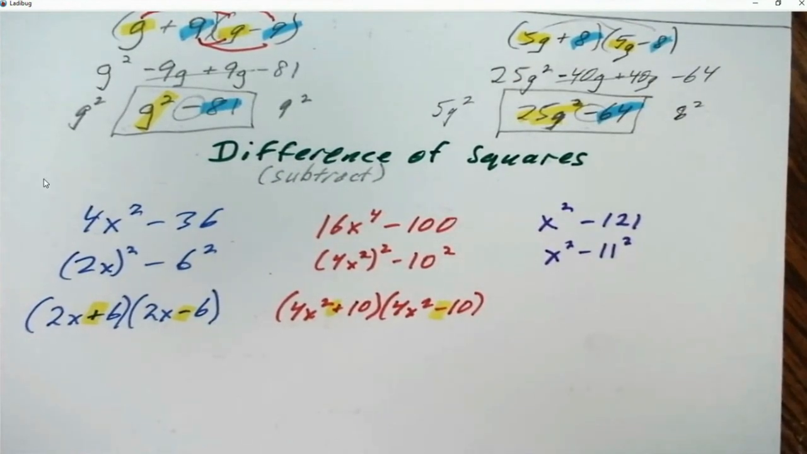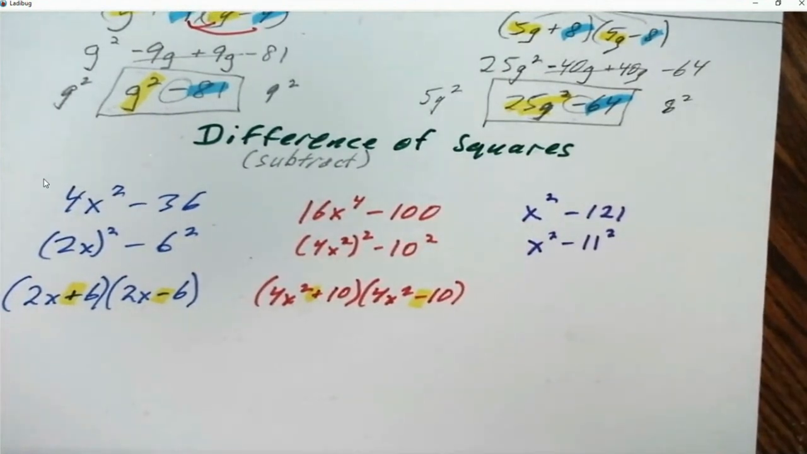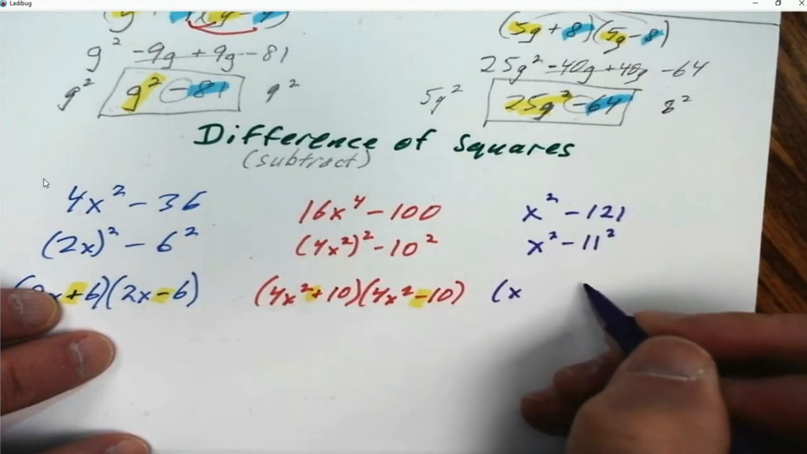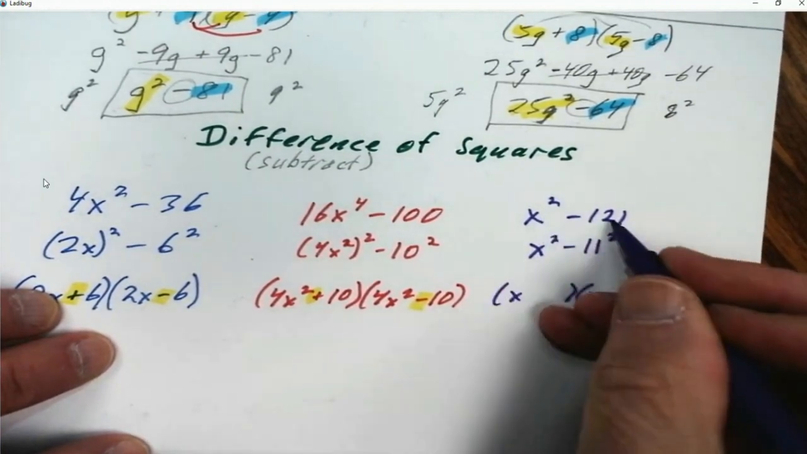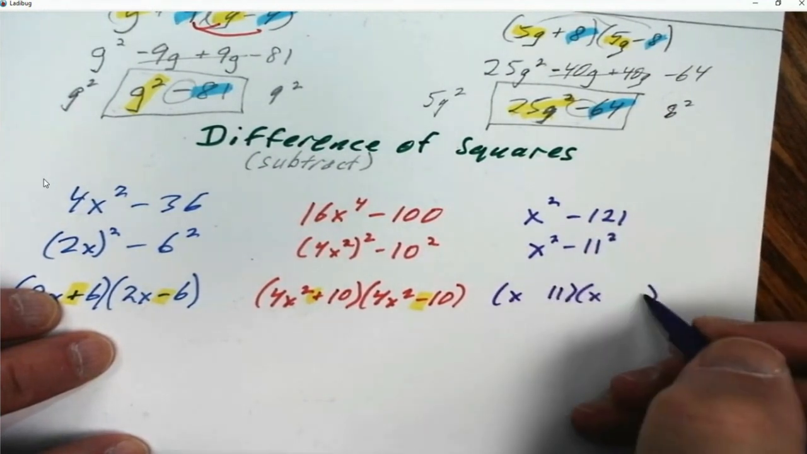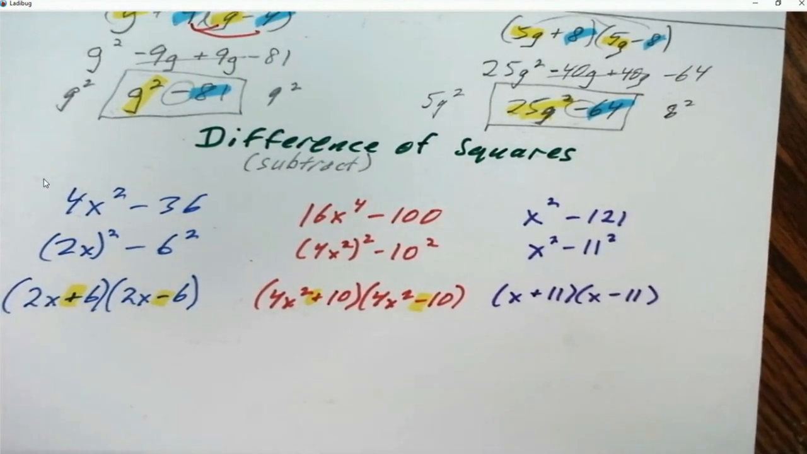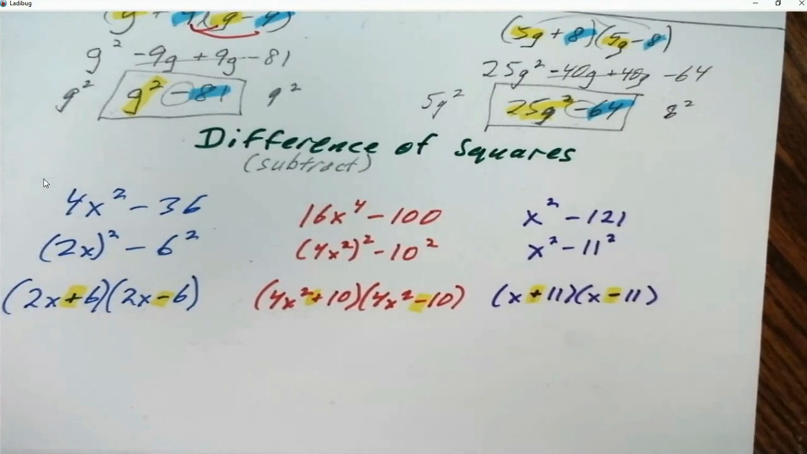This is a shortcut for factoring right here. An x times an x will give us x squared. That's 11 times 11. Make one a plus, one a minus.